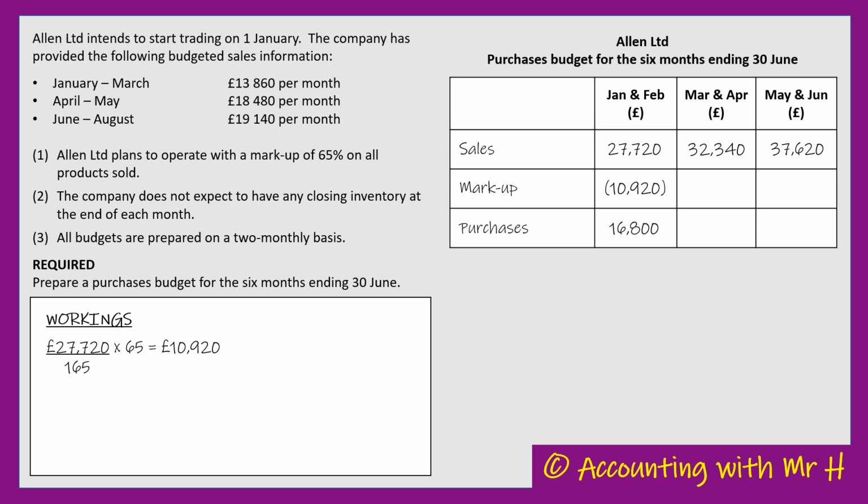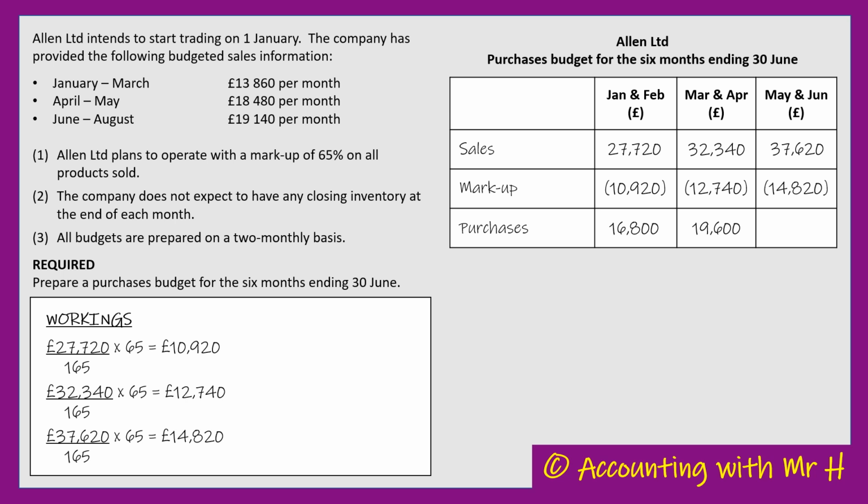Then I can do the same for March and April. So back to my workings. So 32,340 divide by 165 multiply by 65 gives me the markup. Take it away and there's the purchases cost. And then the final month, same idea. There's the working. So the markup 14,820. Take it away. So the budgeted cost of purchases for May and June, 22,800.